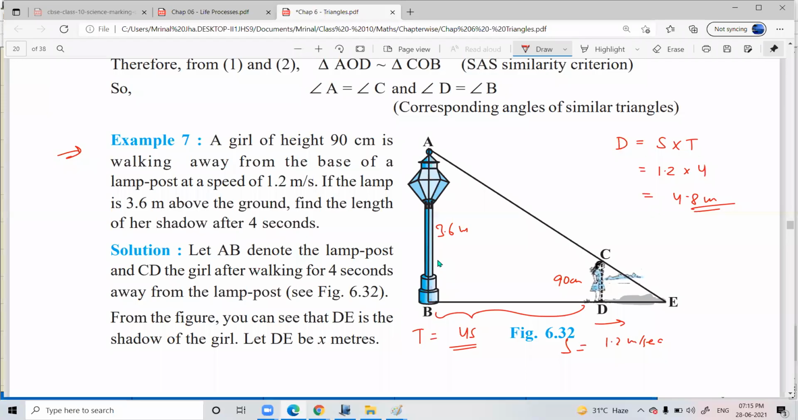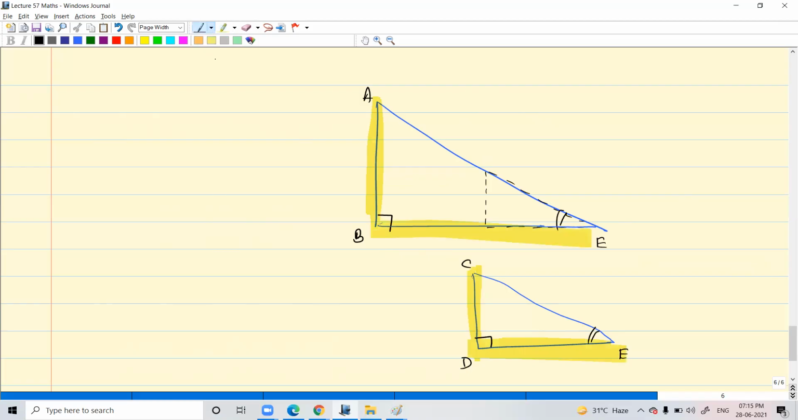I understood, sir. So this was CD, right? So this DE is this DE, right? So these two are same. So DE by what I would write normally, CD by AB will be equal to, tell me Hari, what should I write?